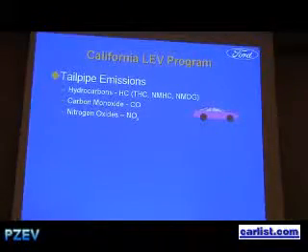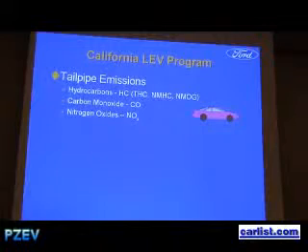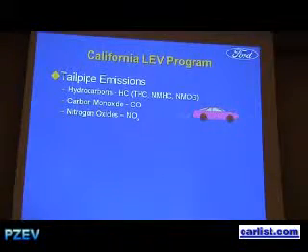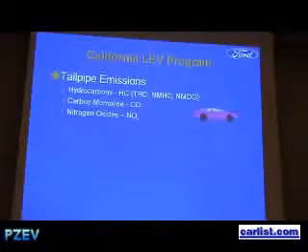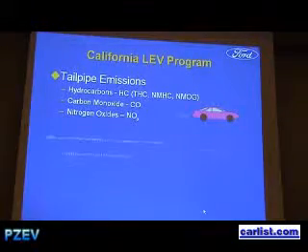The other thing we worry about is carbon monoxide, and then nitrogen oxides, which we call NOx. We talk a lot about NOx. And again, the hydrocarbons and the NOx, as they get in the air, help form smog and ozone, so we really like to control those.